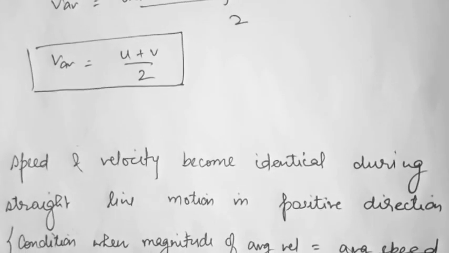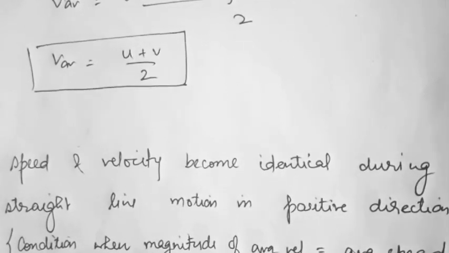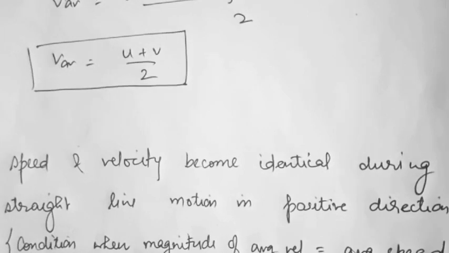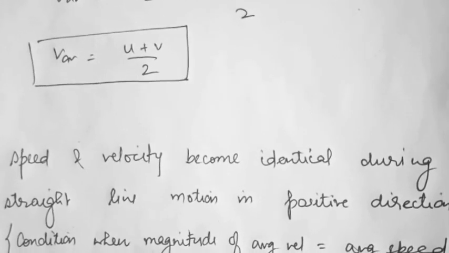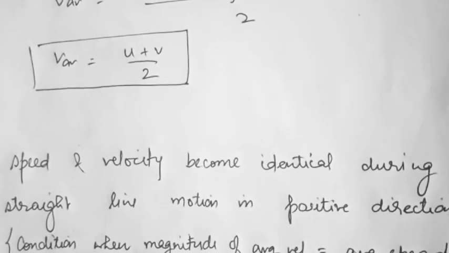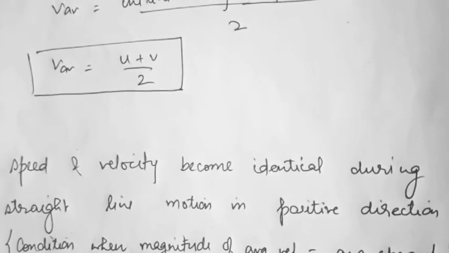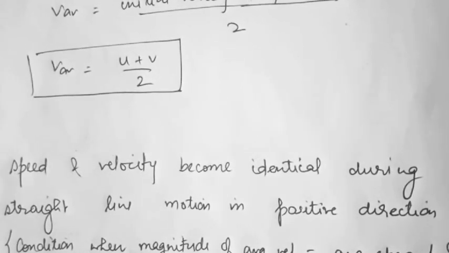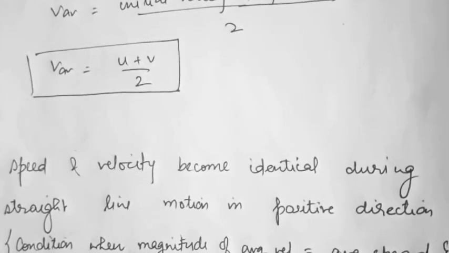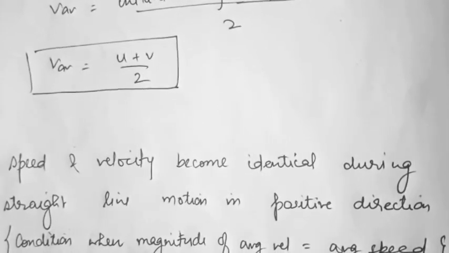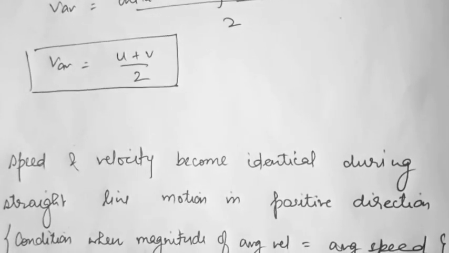One very important point: speed and velocity become identical during straight line motion in the positive direction. Why have we written positive direction? I told you that a vector has a particular direction. Suppose we are taking the xy axis. If we have considered that the right hand side is positive, any body that is moving towards the right hand side is moving in the positive direction.